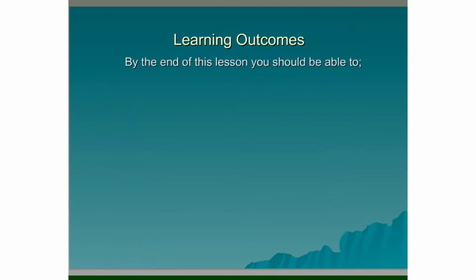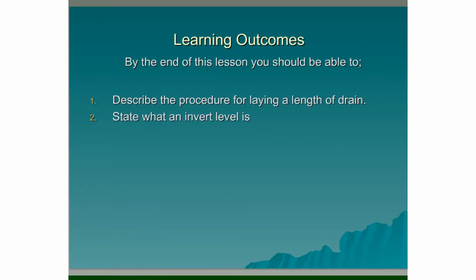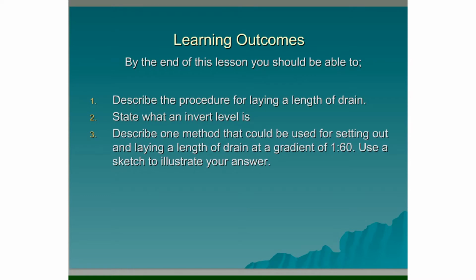Learning outcomes. By the end of this lesson, you should be able to describe the procedure for laying a length of drain, state what an invert level is, describe one method that could be used for setting out and laying a length of drain at a gradient of 1 in 60, and use a sketch to illustrate your answer. You should also be able to list 3 tests used to check drainage systems.